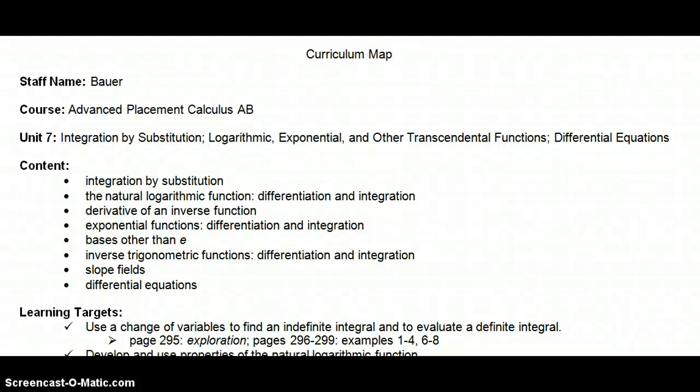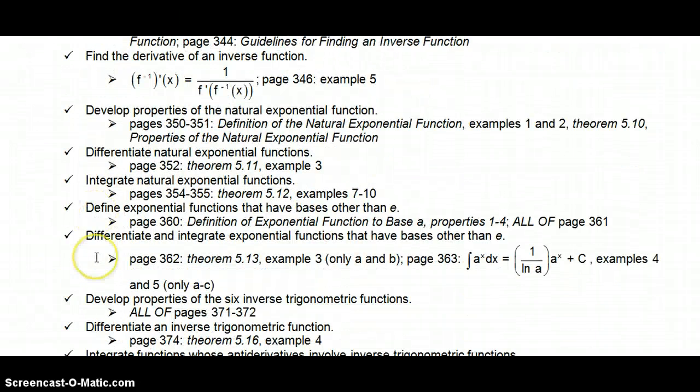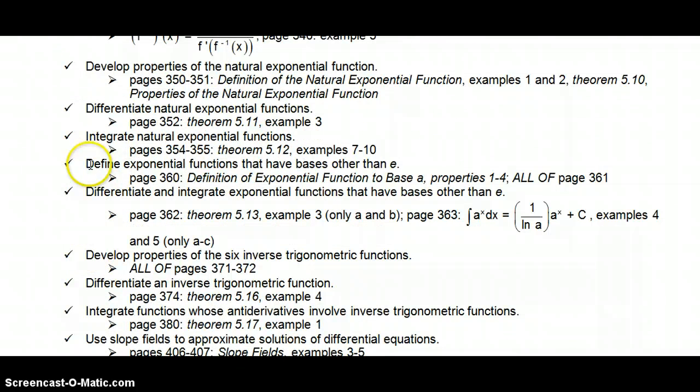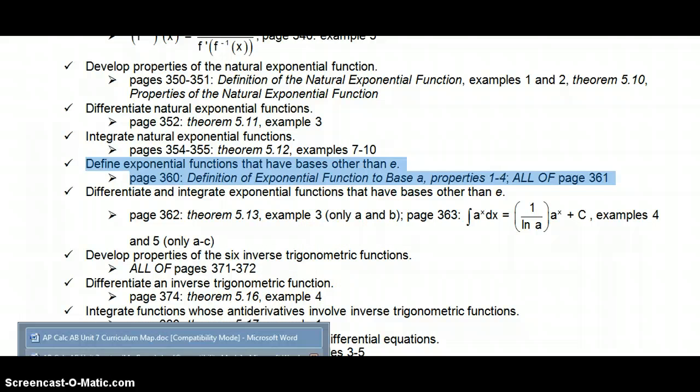Okay, this video is all about bases other than e. We've got two learning targets we're going to focus on here. The first of which is to define exponential functions that have bases other than e. And we're going to take a look at the definition of exponential function to a base a. There are some properties, and there is a couple of pages, I should say, in the textbook where I've clipped some things that we're going to take a look at.